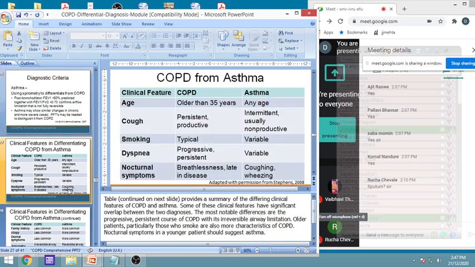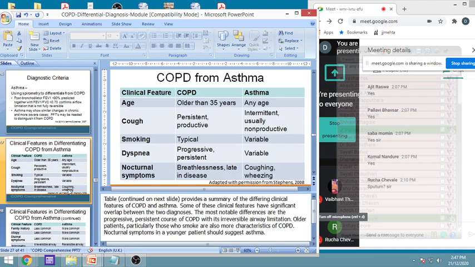So let us see the various situations and clinical features by which we can differentiate. COPD usually occurs in people older than 35 years of age. Asthma can be at any age. If there is a persistent and productive cough, then the chances of COPD are more, while in asthma the cough is usually intermittent and non-productive, or there is no cough.